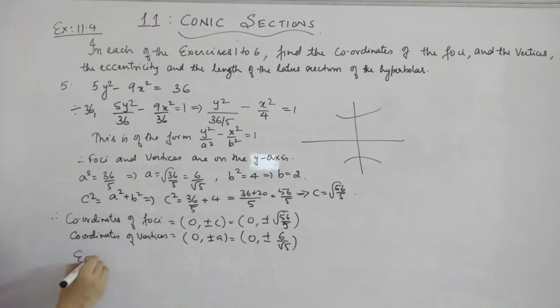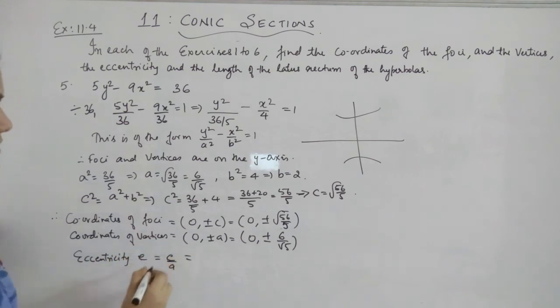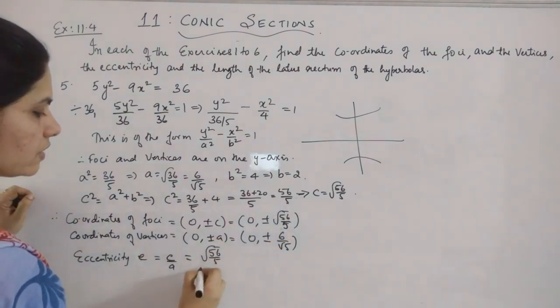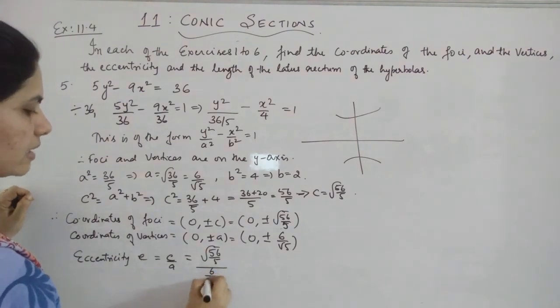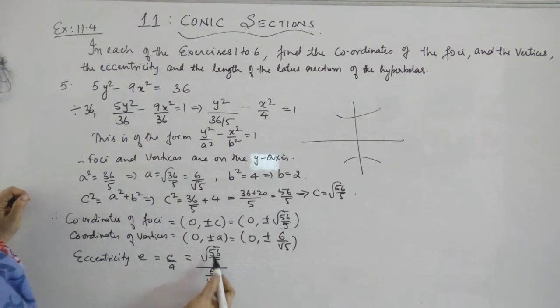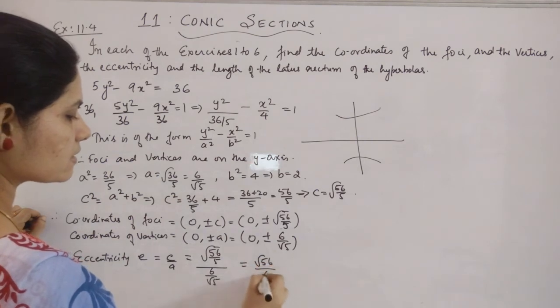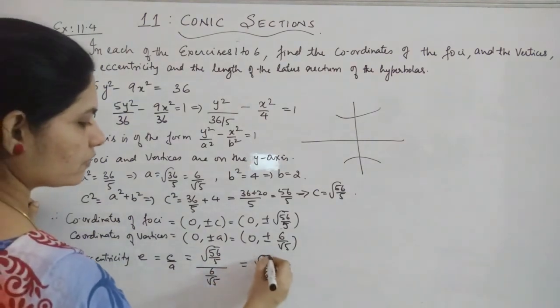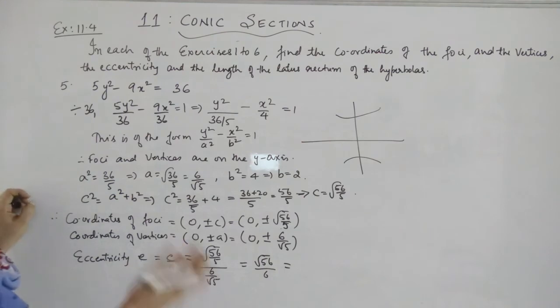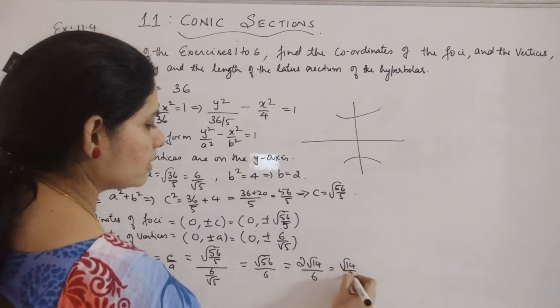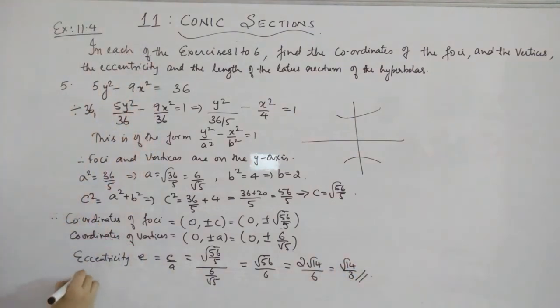Now you want eccentricity. e is equal to c by a, which is equal to, what is c? Root of 56 by 5 divided by a is 6 by root 5. So this is also root 5 if you split the root for both the terms. So this will become root 56 by 6. Root 5 gets cancelled. Now again root of 56 can be written as root of 14 into 4, so that it becomes 2 into root 14 by 6 or root 14 by 3. So that is eccentricity.